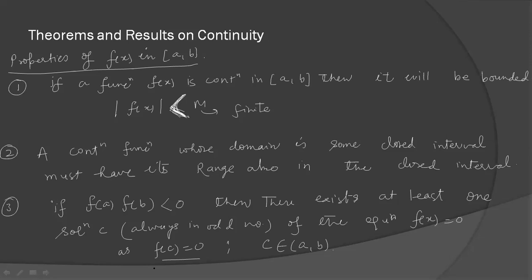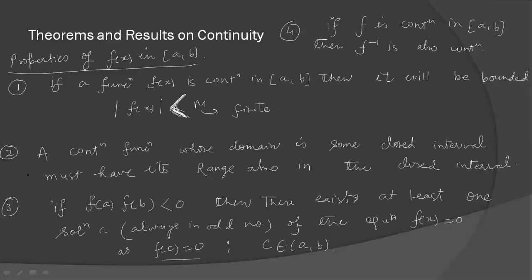And the fourth property I am writing here: if f is continuous in closed interval a comma b, then f inverse is also continuous.